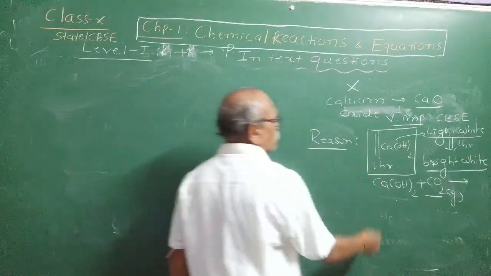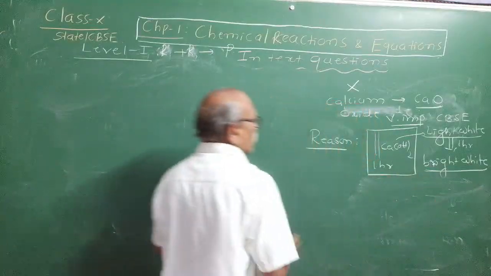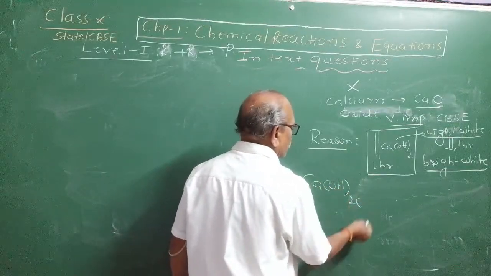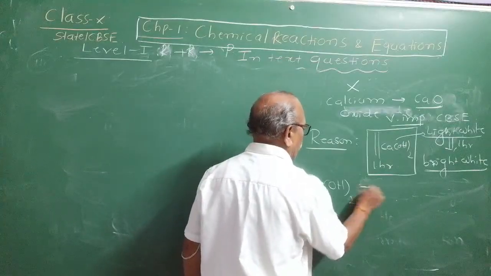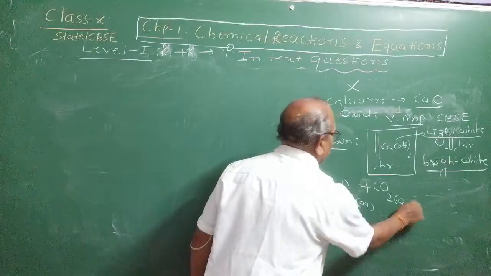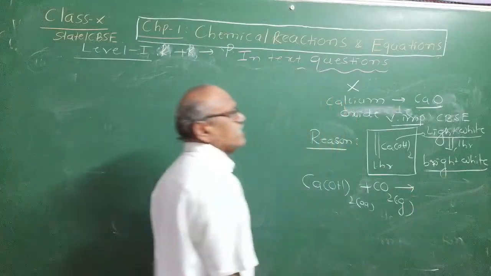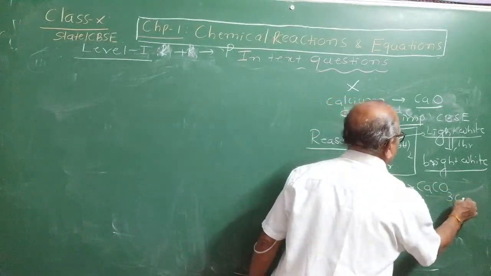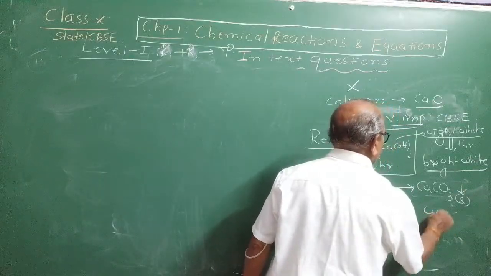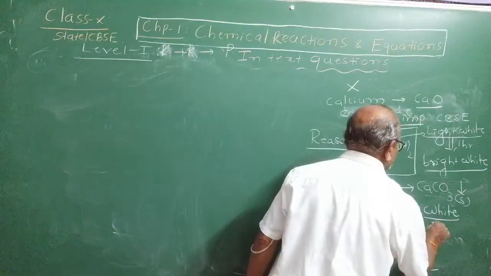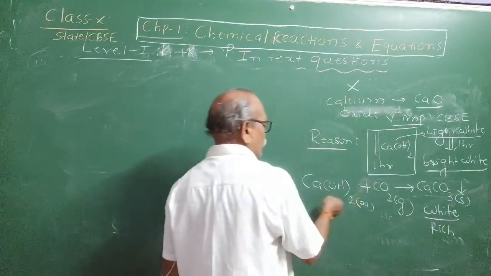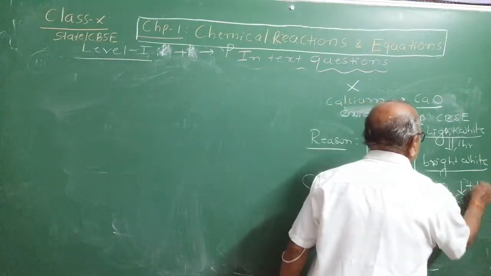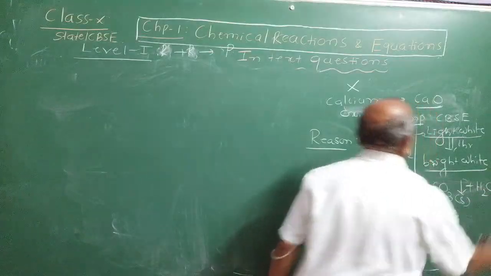After whitewashing, during that period of half an hour or one hour, the calcium hydroxide aqueous solution combines with the carbon dioxide present in the air and forms calcium carbonate, a rich white precipitate. It is white in color. During the process it absorbs carbon dioxide from the atmosphere, forming calcium carbonate plus H2O. Balance this reaction.